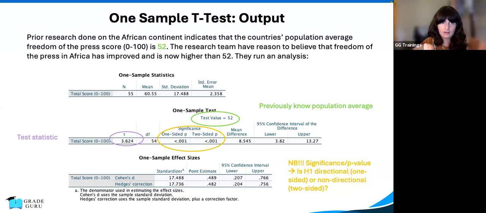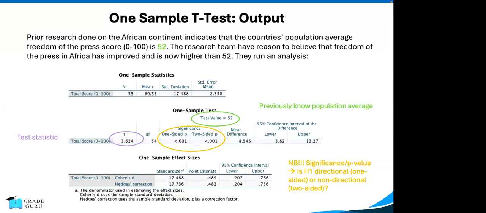So reject that the population average freedom of the press score is 52, and we would accept our H1, which is that the population average freedom of the press score is more or higher than 52. Do you see? We were given instruction to make it higher than 52. So reject H0, accept your H1. Does that make sense? Yeah, thank you. Cool.